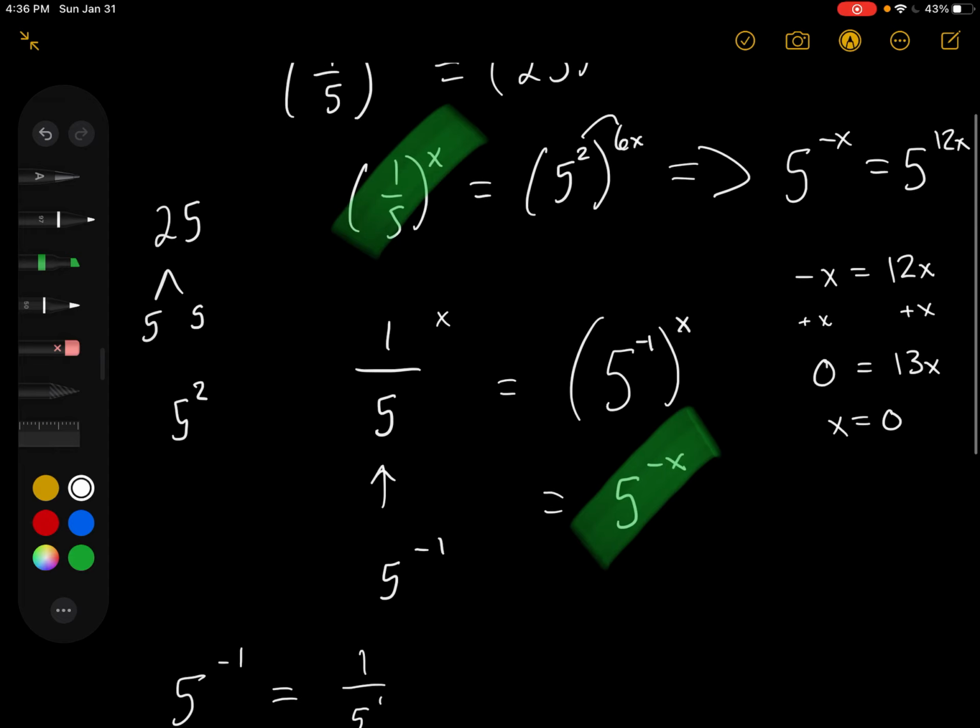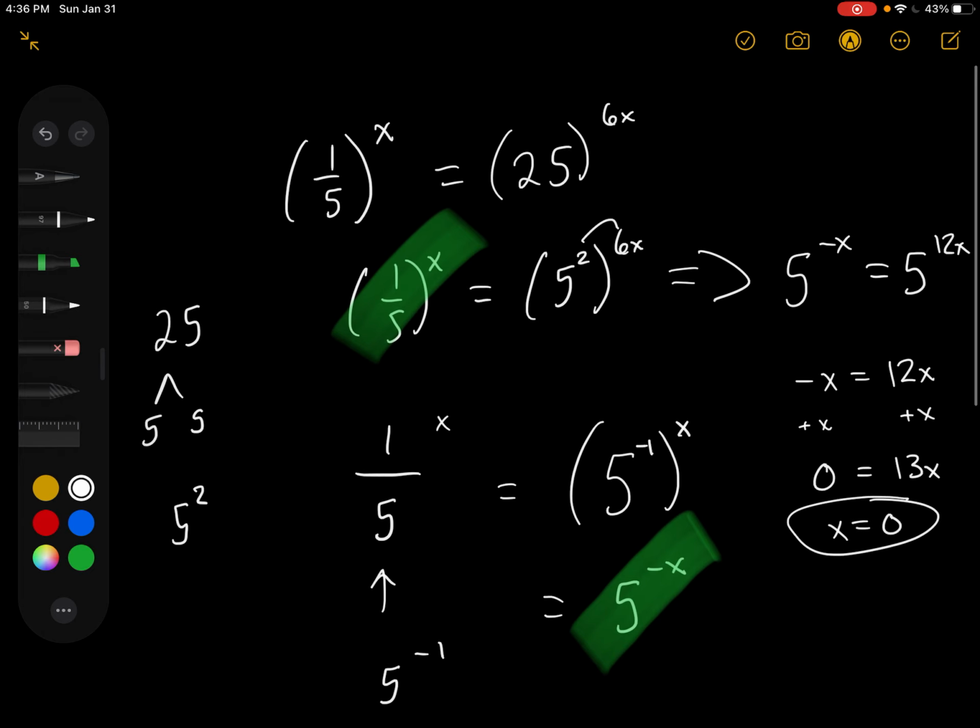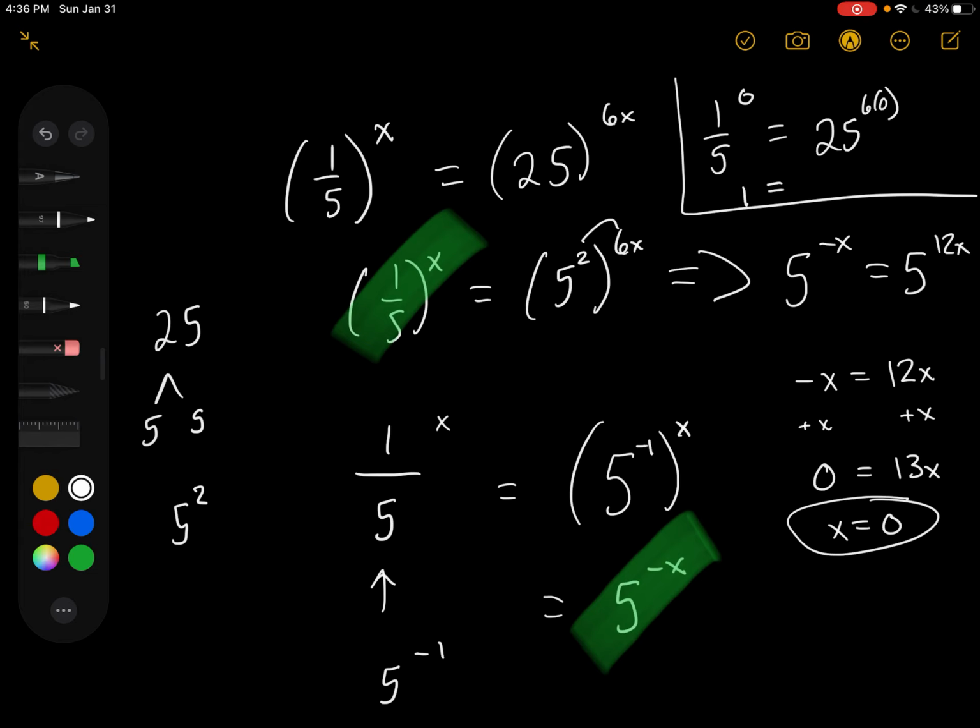So as always, a good idea to go back and check your answers for these things to make sure that what we did just made sense. So go back up to our original question here. 1 over 5, and we'll do it in the corner here, to the 0 power equals 25 to the 6 times 0 power. So 1 over 5 to the 0, you can punch it into your calculator, or remember the definition that anything to the 0 equals 1. Then on the other side here, 6 times 0 is 0, so 25 to the 0 actually also equals 1. So our solution in this case works.